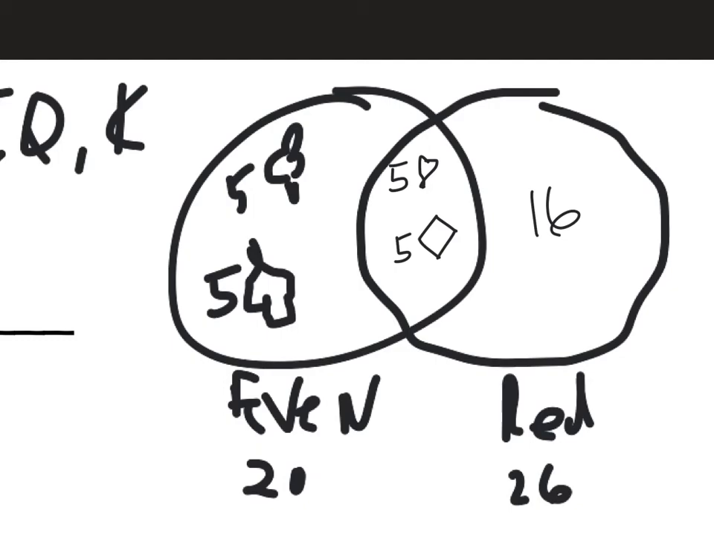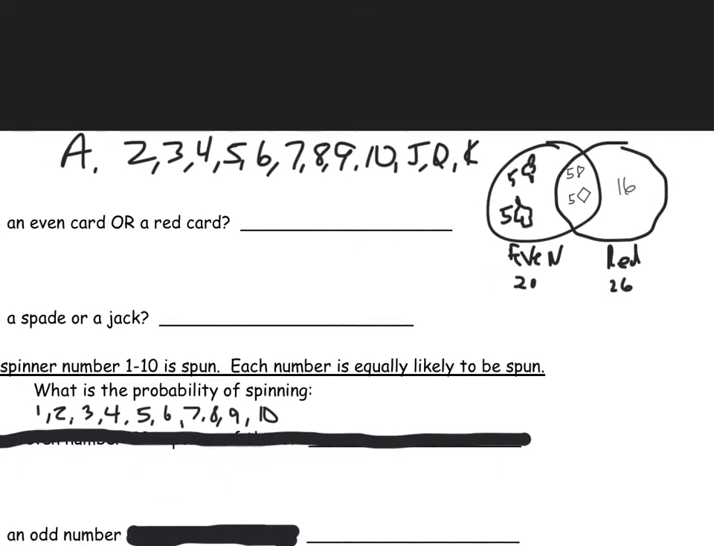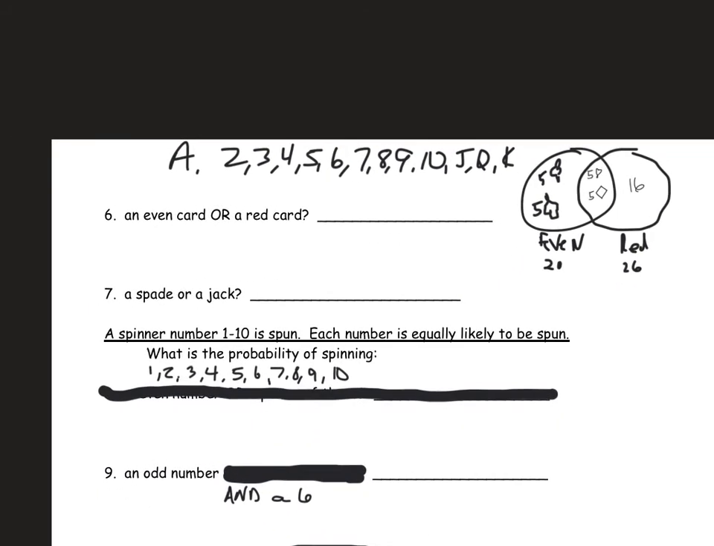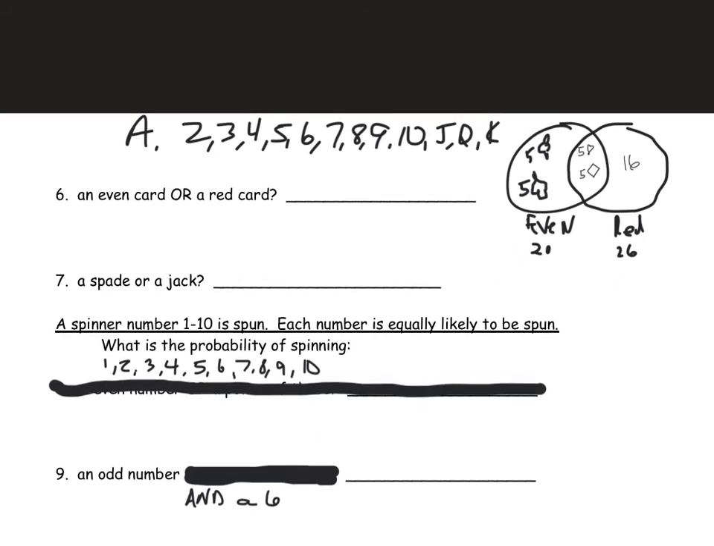Okay, so I want to know, what is the probability of me getting an even card or a red card? And you'll notice from the picture that there's 20 even cards plus 26 red cards. But if I just do 20 plus 26, these 10 cards right here get counted for twice. And I can't do that. Okay? So there are 10 cards in that middle spot right there that I can't double count.